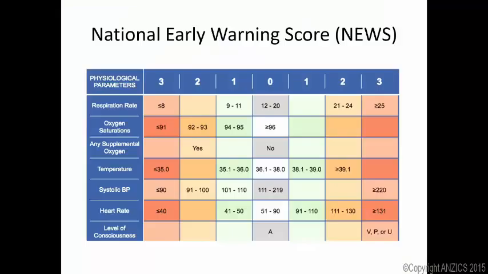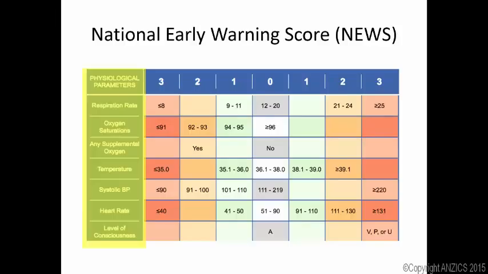And it's worth noting that those extreme scores are things like sats of 90, they're the red boxes essentially. So heart rate 40, sats of 90, respiratory rate of 25, although that's not a red box.